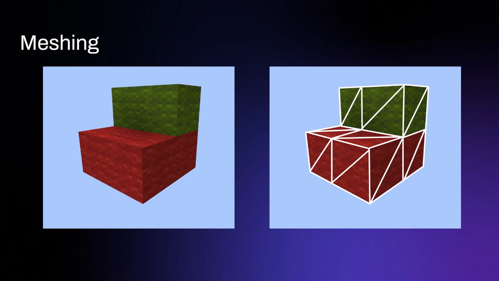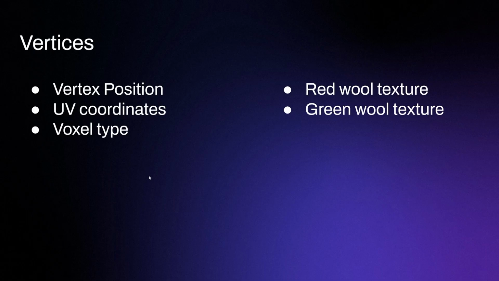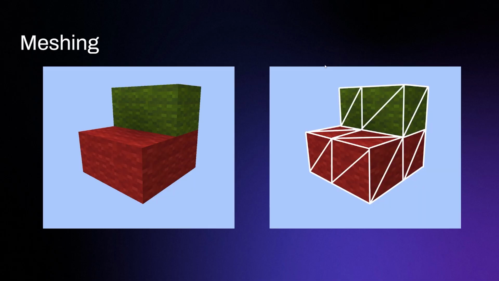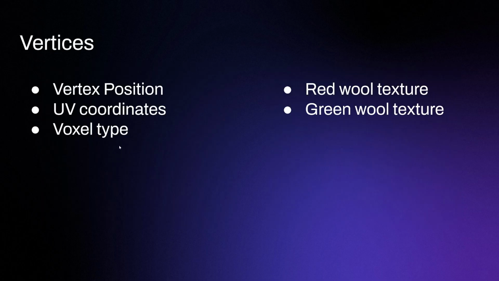So this is how meshing works in a voxel game. You generate two triangles for each of the exposed voxel faces. And inside of each of the vertices, you would store the vertex position, the UV coordinates, and the voxel type. This is typically stored as an index into an array of textures. So I could have a red wheel texture and a green wheel texture in an array, and then index 0 would be the red wheel, and then index 1 is the green wheel.